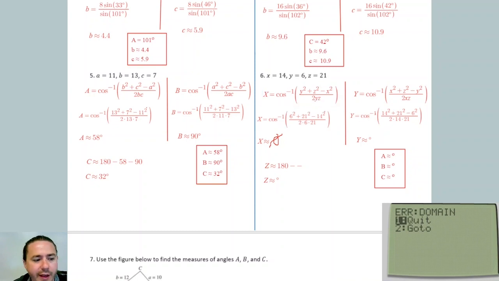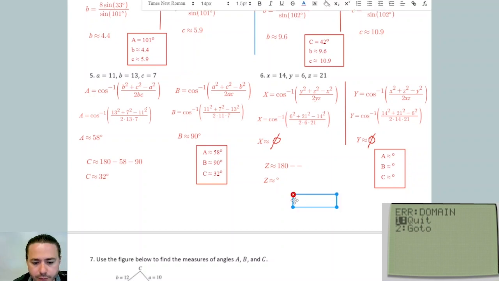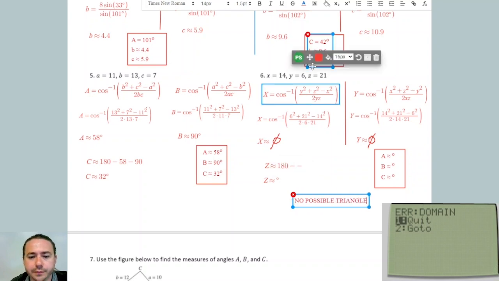Let me explain why this happens. There's no possible triangle here. Okay, there's nothing here too. Nothing to work with here. So I guess what we'll say is there's no possible triangle. Let me try to explain why, though.